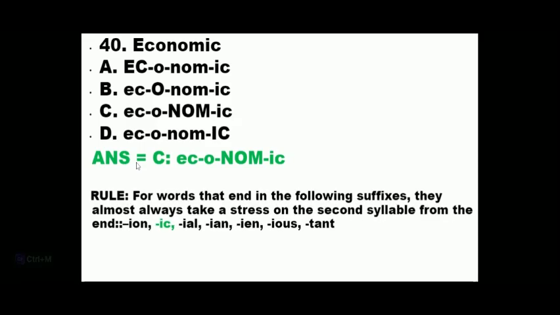And the last but not the least, question number 40, we have economic. The option A is economic. No, it sounds unnatural. Economic sounds unnatural. Economic sounds natural. Economic sounds unnatural. So the correct option is C, economic, okay? And the rule is also about the suffix. For words that end in suffixes such as IC, IAL, IAN, IEN, IOUS, TANT, all these, including ION, you stress the second syllable from the end of the word, okay?